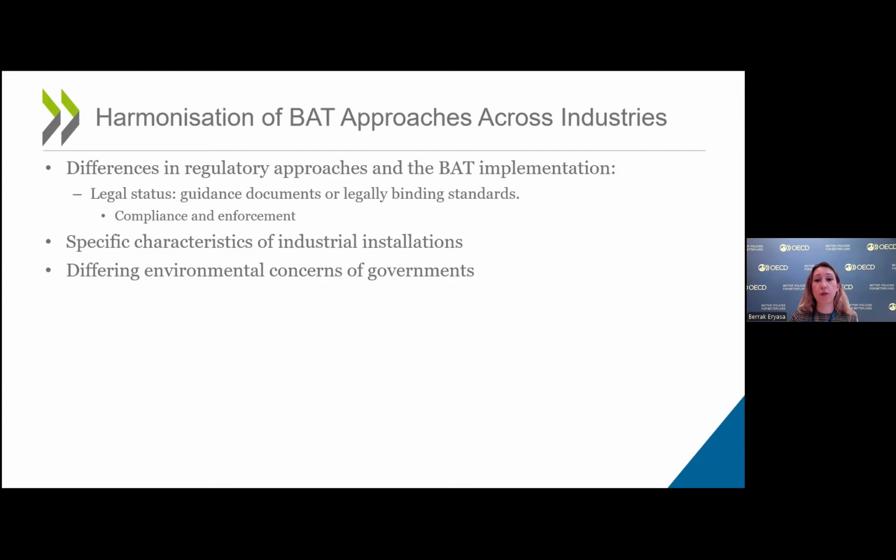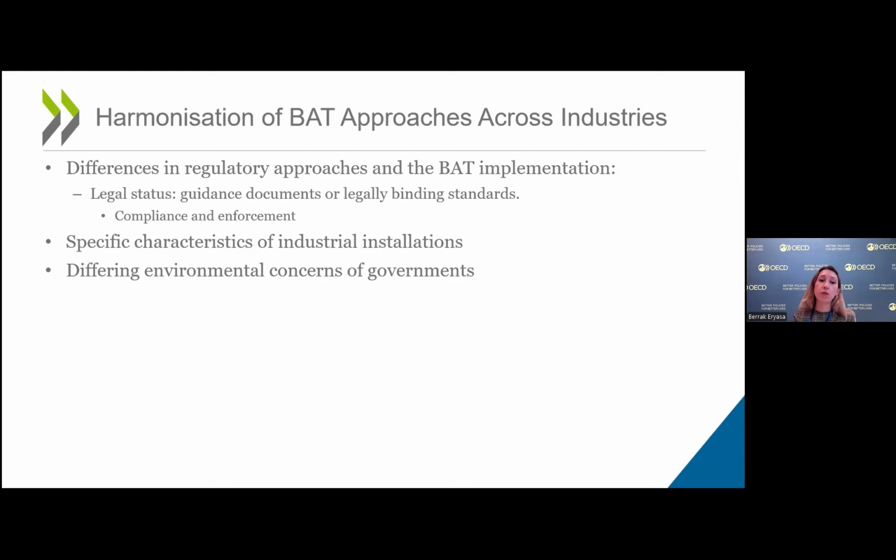What we've noted in our conclusions for both reports was that support is needed for the harmonization of BAT approaches across the industries. What we said was there were differences in regulatory approaches as well as the BAT implementation. But one of the key elements in the success was the legal status of these documents, whether they were guidance documents guiding the countries without making it mandatory to apply, or whether they were legally binding standards, which significantly influenced the compliance and enforcement of the BATs and BAT associated emission levels set.